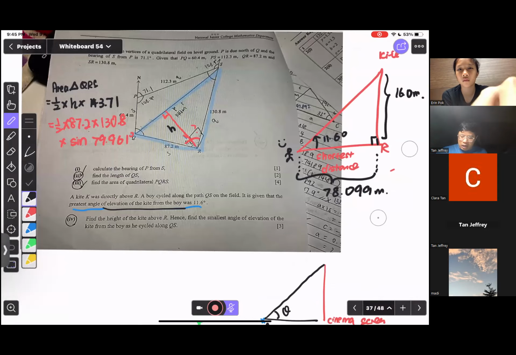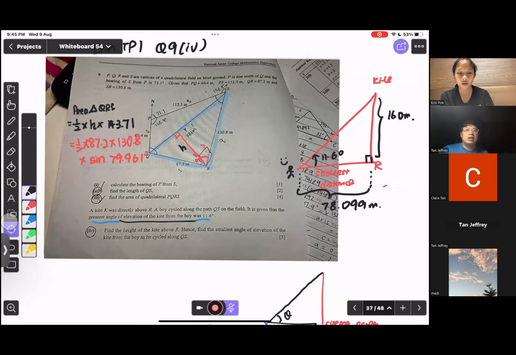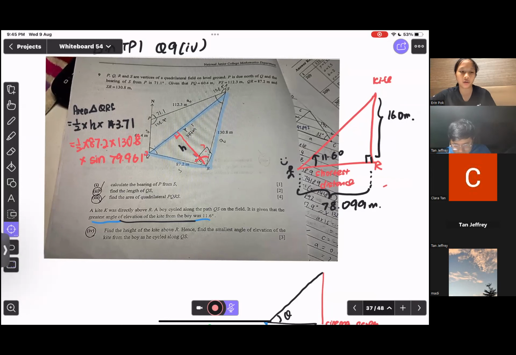So Erin, I just asked you, let me know if you can get the height of your kite. I got the height. What do you do? You got a height already. Now, just now this is the greatest angle of elevation. So Erin, you look at me. The greatest angle of elevation is when the distance between you and the movie screen is very short, right?